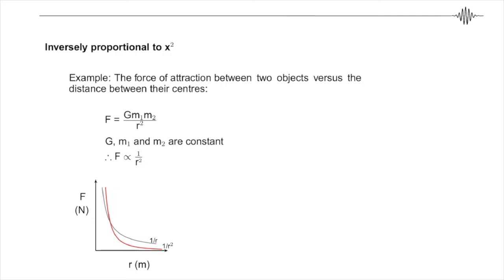So here we have a different graph. We already know 1 over r is going to give you a hyperbola. That's the black one over there. And now 1 over r squared is going to give you a graph that looks a lot like that one. It's just a little bit different. And it's nice to know what it looks like, but they haven't asked this yet because it is quite difficult.